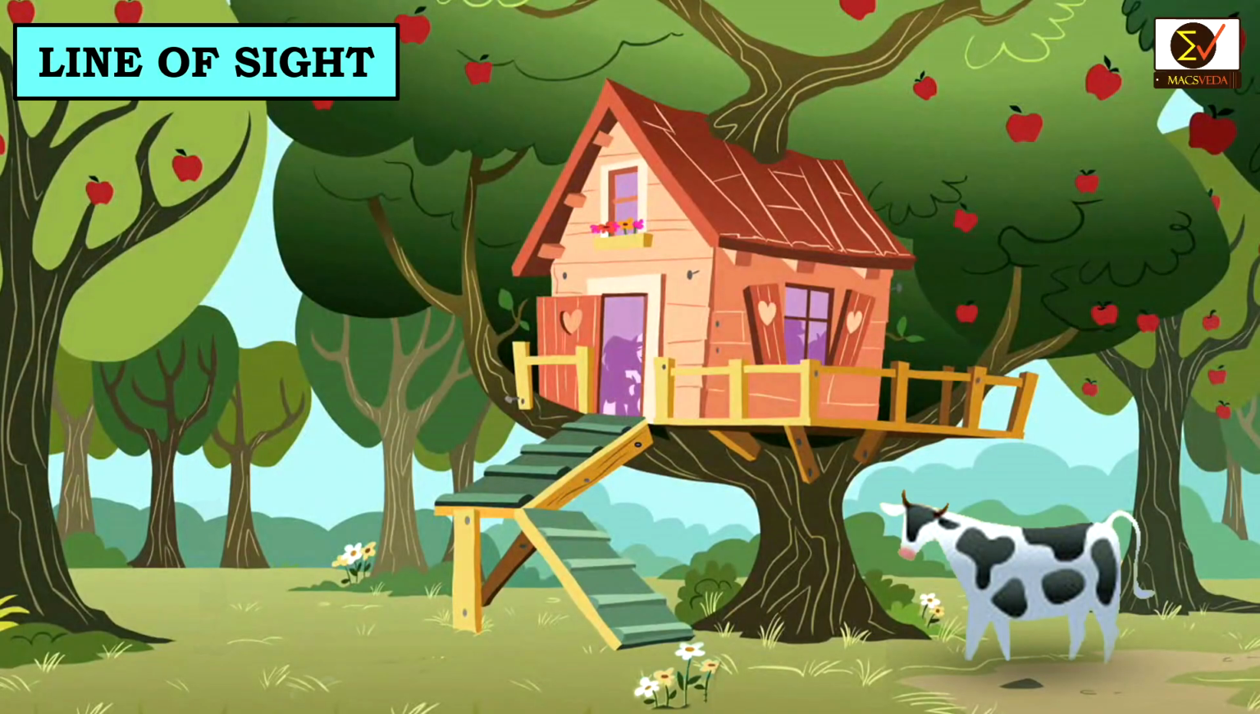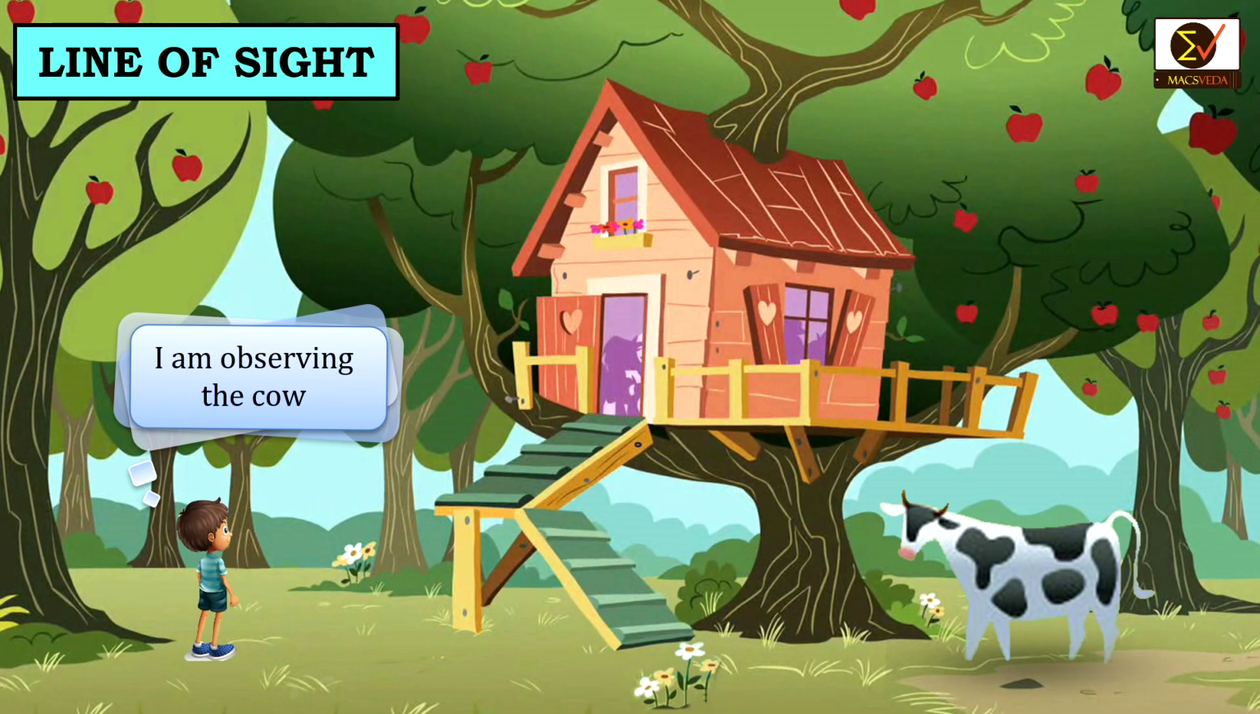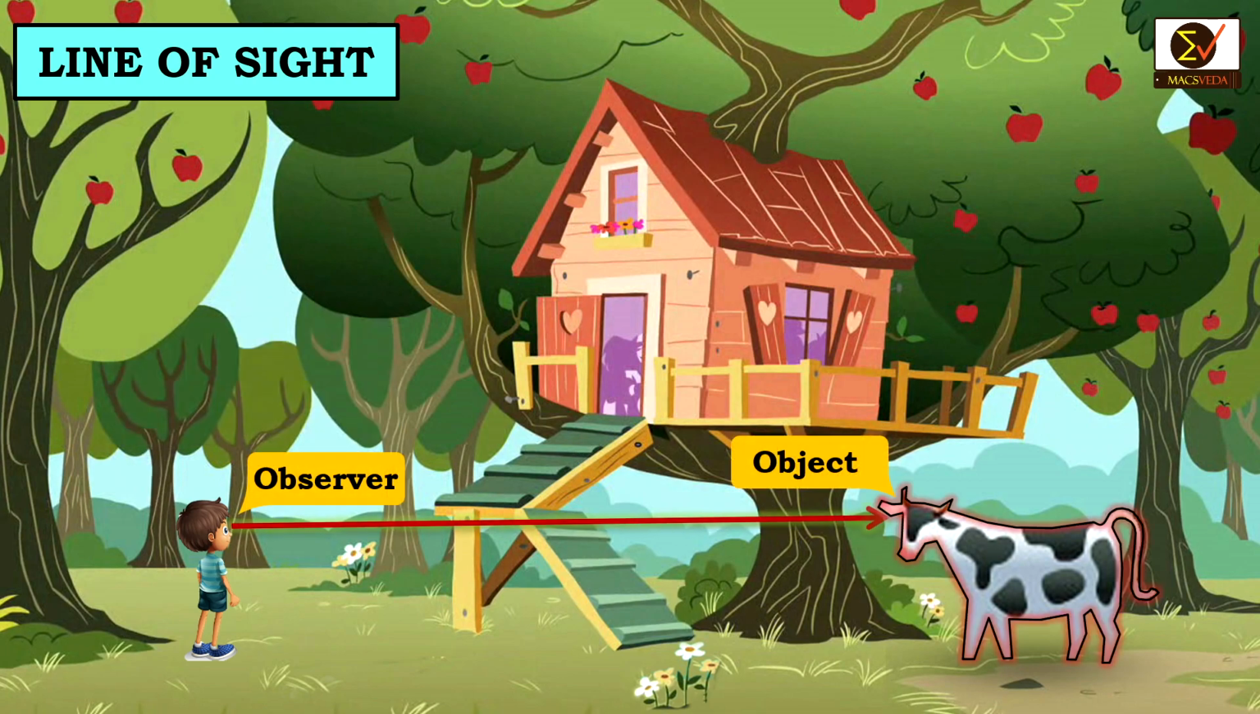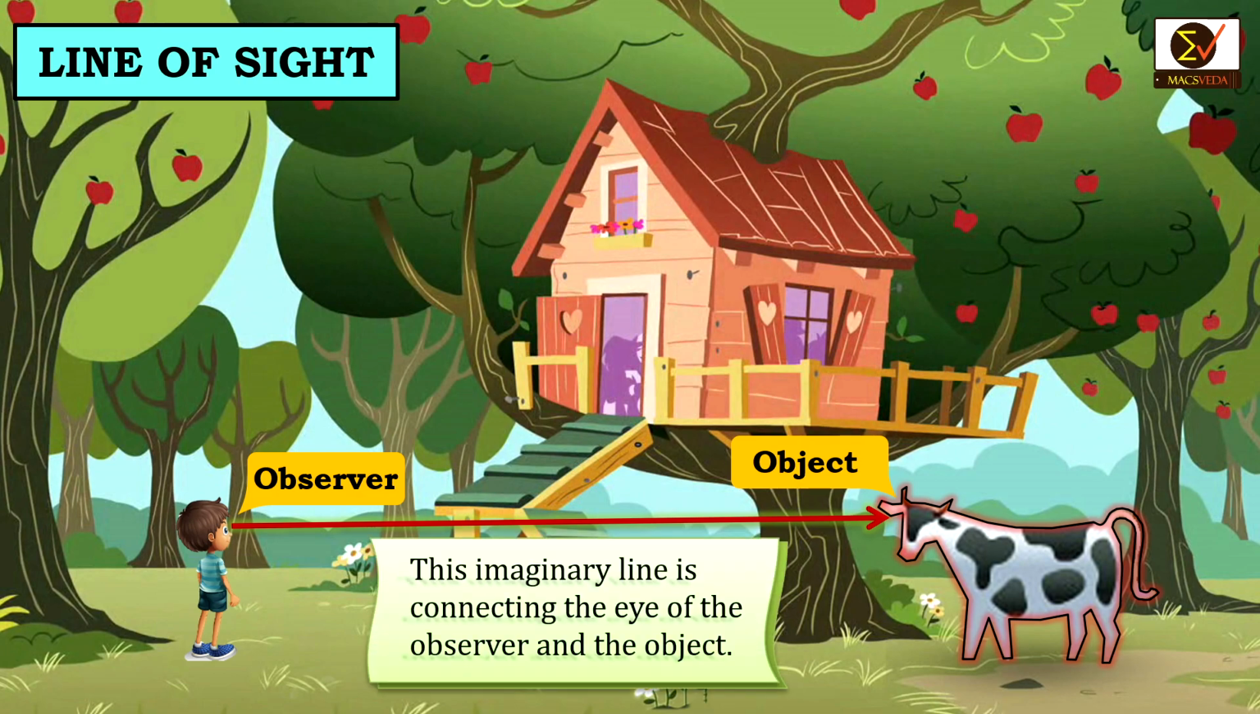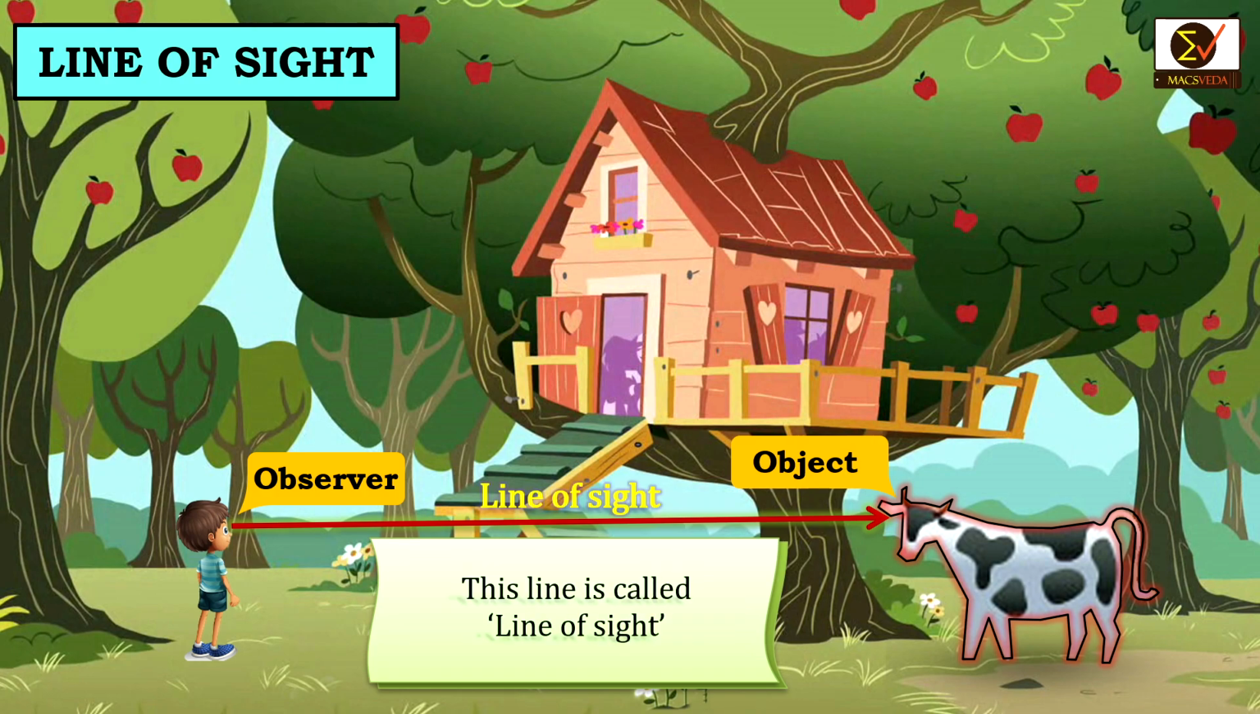What is this line of sight? Now I am observing the cow. So boy is observer and the cow is object. So this imaginary line is connecting the eye of the observer, that is boy, and the object, that is cow. And this line is called line of sight. That is the imaginary line which connects the eye of the observer to the object is called line of sight.